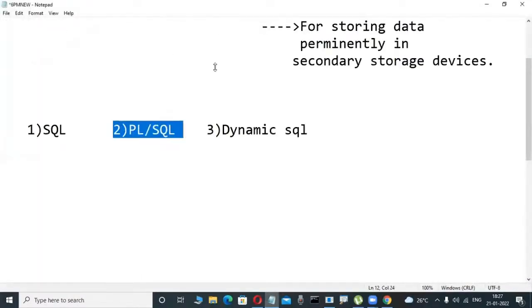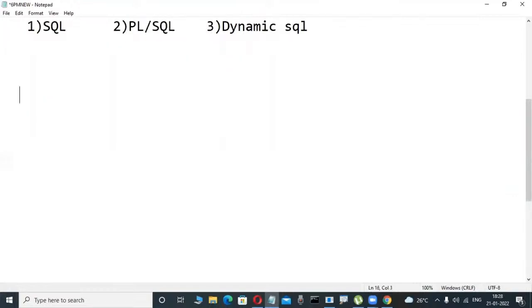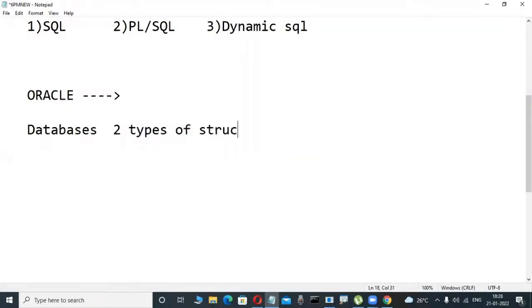Slowly observe here. Some fellows are asking about PLSQL coding, that's why I'm showing only that one. Actually, these are relational databases: Oracle, SQL Server, DB2. But unfortunately, these databases have two types of structures. You must be familiar with that before we start our courses. Observe here, two types of structures are there. Don't write it, just observe it.